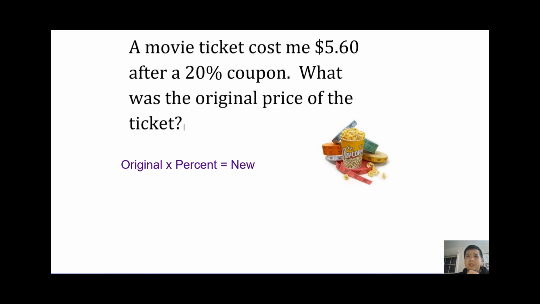A movie ticket cost me $5.60 after a 20% coupon. What was the original price of the ticket? This one is going to be a markdown problem because we are finding the original price and we're given the new price. Okay, we're not asked for how much money we saved or anything like that. We're given the new price, and we're asked for the old price. So original price, we're looking for x times a percent equals the new price, which is $5.60.